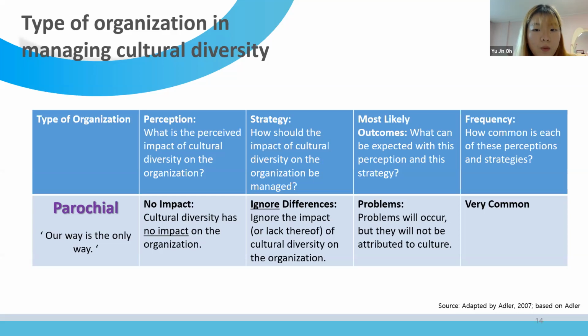Therefore, organizations which implement the parochial approach do not consider the concept of cultural diversity because they think that the only way they know is all. Therefore, they think cultural diversity has no impact on the organization, and they tend to ignore differences. So when a problem arises, they will not attribute it to culture. This means that they did not think about the possibility of cultural differences and just go their way. And this is the most common response to cultural diversity.